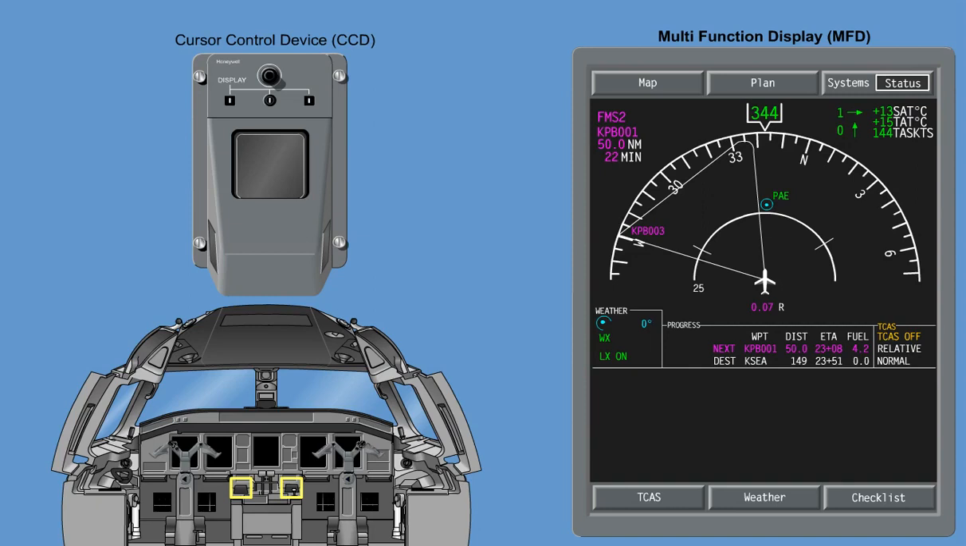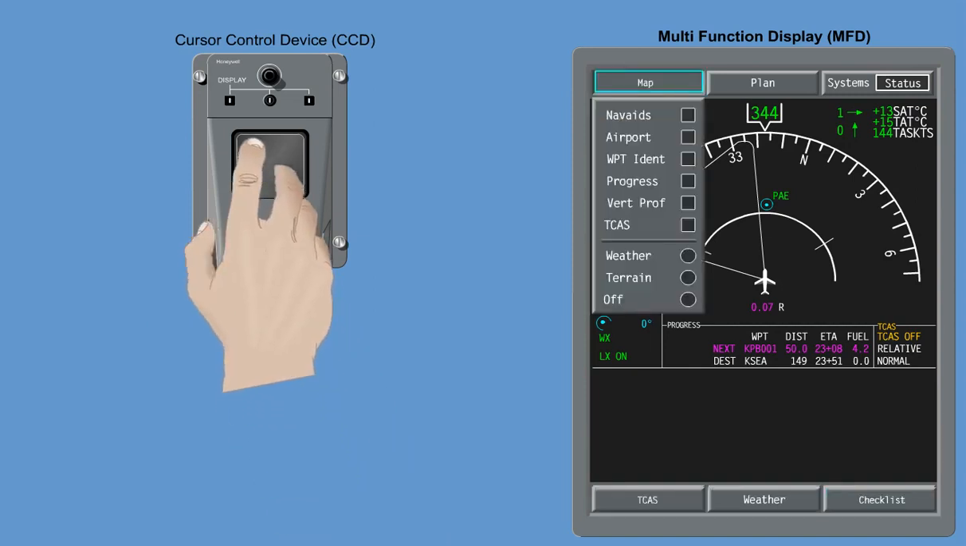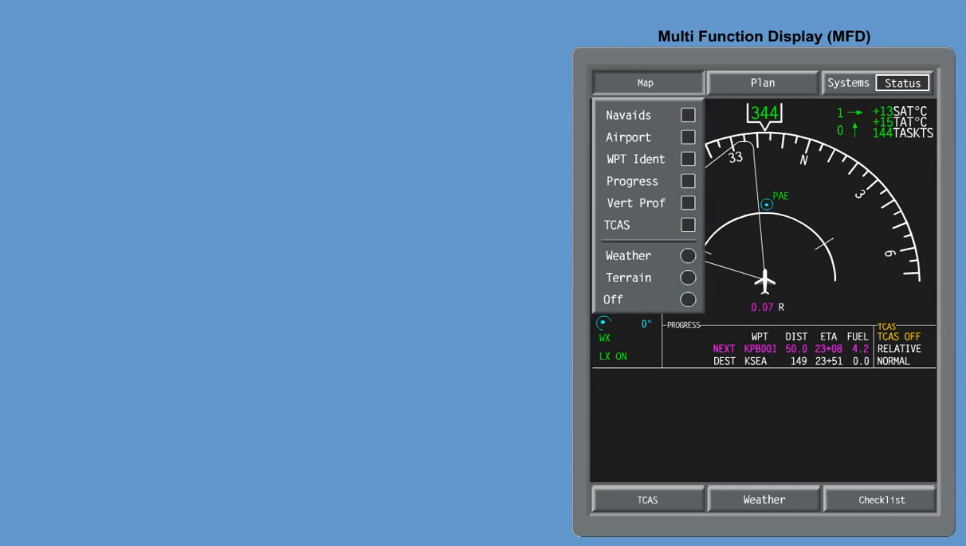Once a soft key is pushed, a pull-down menu is opened. Checkboxes in the menu are used to select and deselect each function. For navigation, you can choose between the map and plan formats. Weather radar, FMS, TCAS, and various other information can be shown or alternatively switched on and off.